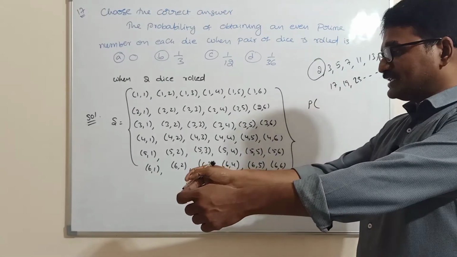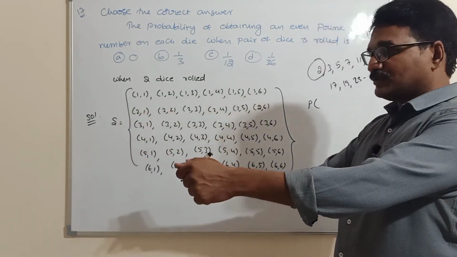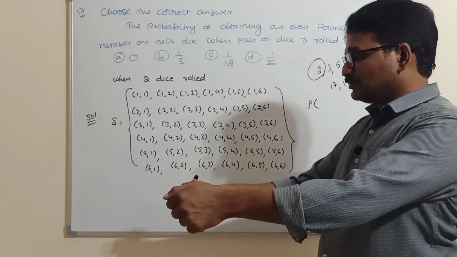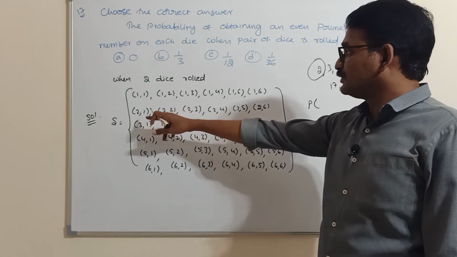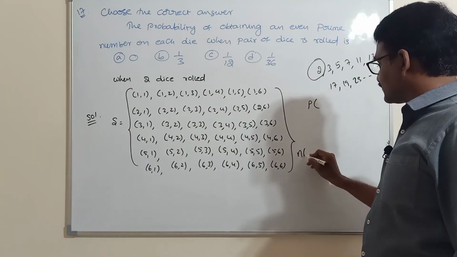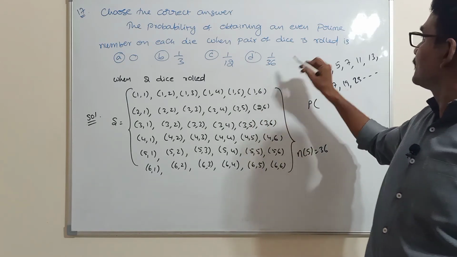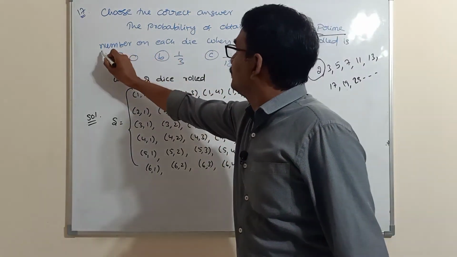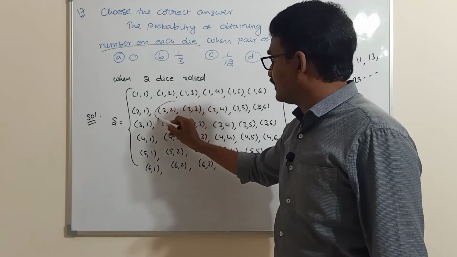Just imagine 2 dice are rolled, then what is the sample space? Either the first die may show 1, and the second die also shows 1. 1 1, 1 2, 1 3, 1 4, 1 5, 1 6. Like this, 2 1, 2 2, 2 3, 2 4. So how many total sample points will come? 36.